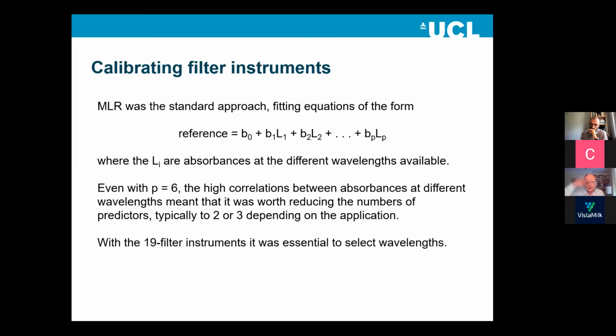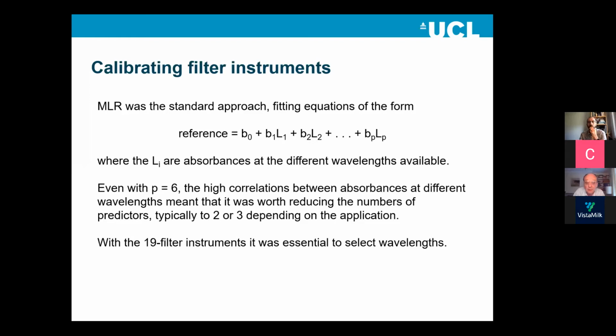So even when P, the number of variables, was only six, the equations using all six were somewhat unstable numerically, and it was worth reducing the number of predictors, using stepwise regression, preferably backwards. And two or three filters would do for most applications. You could do moisture with two, protein with three.